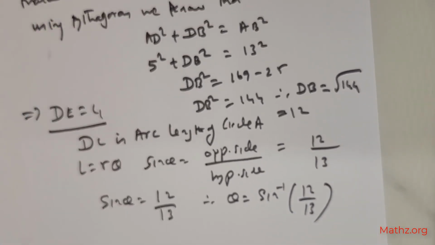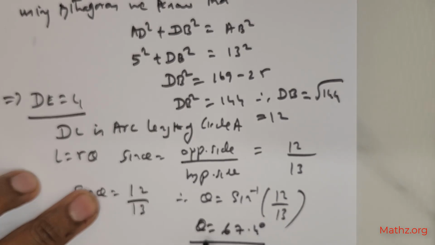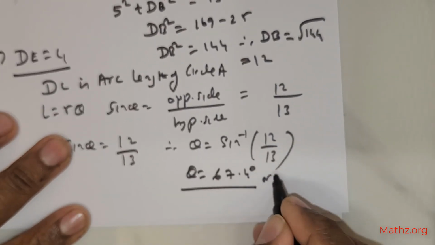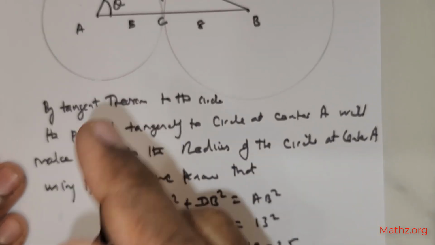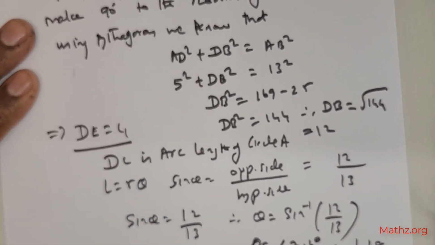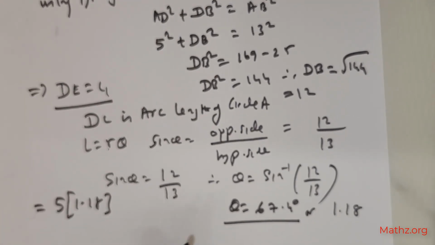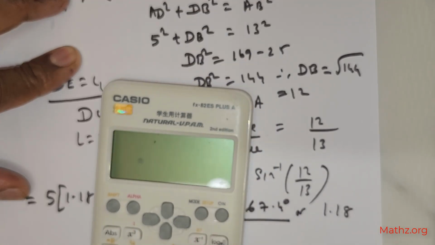So we need to get this value by calculator. Now if you were to evaluate this, our theta would approximately be 67.4 degrees. But you cannot utilize degrees here. You will have to use radian measure, and the radian measure would be 1.18. So we are actually looking for DC. I have already shown you how to calculate DE. Now DC is going to be, radius is 5 units, so 5 times 1.18.